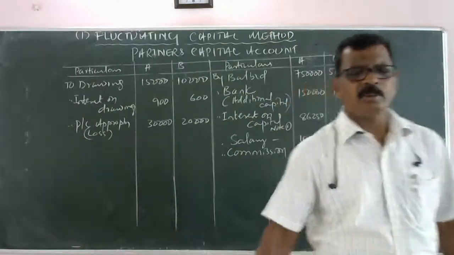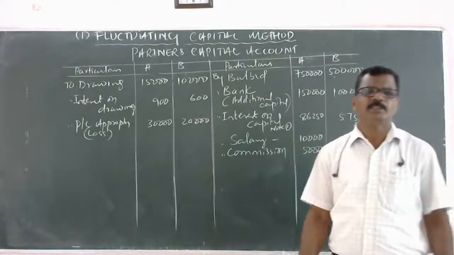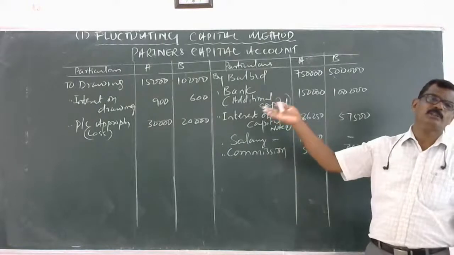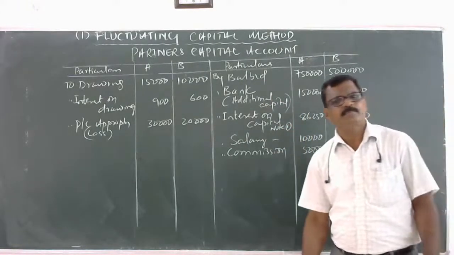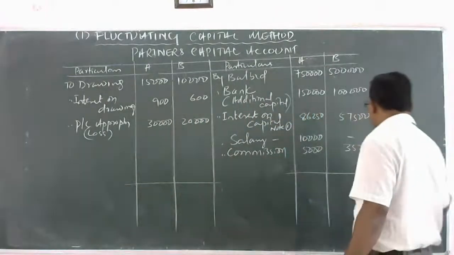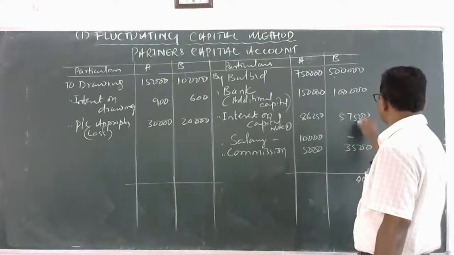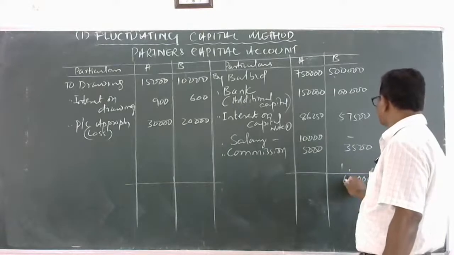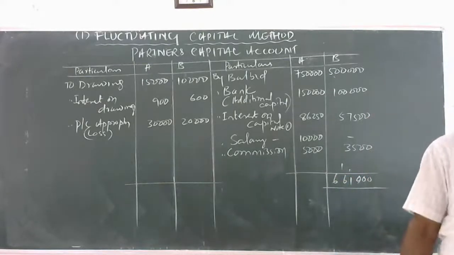Opening capital, additional capital, interest on capital, salary, commission, share of profit if there is any are credited. Drawings, interest on drawings, losses if there are any are debited. Now find out the balance difference. Difference will be the closing balance of capital.